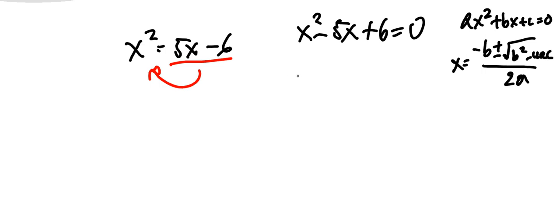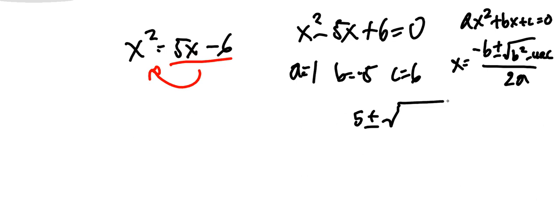So our a equals, well, the number in front of the x is an invisible 1. B is equal to negative 5. And then 6 is our c, because the c is our constant. And this is equal to 0, so we can use this. So negative b, negative 5, is just 5, plus or minus the square root. Well, negative 5 squared is just 25, minus 4 times a is 1, c is 6, and then we're going to put all over 2. A is 1, so 2 times 1 is 2.